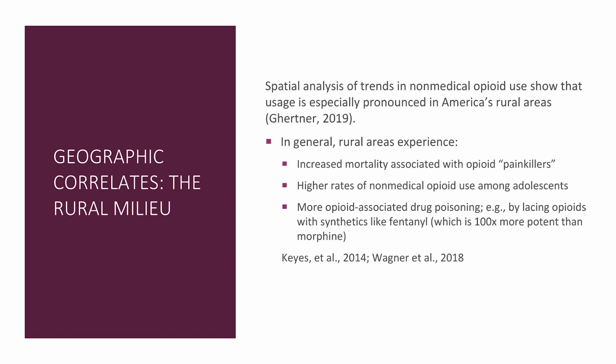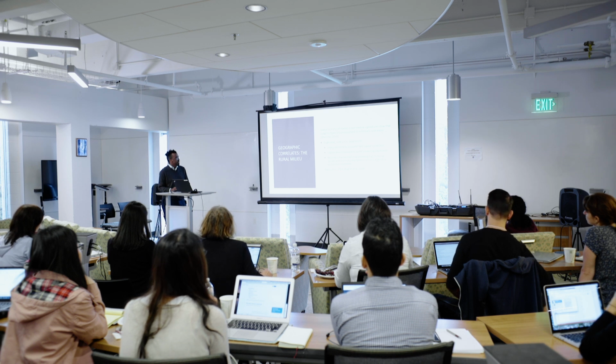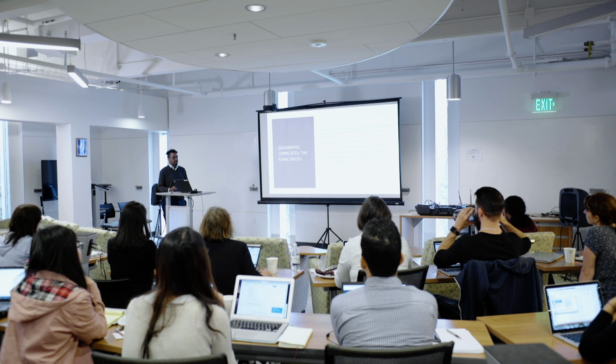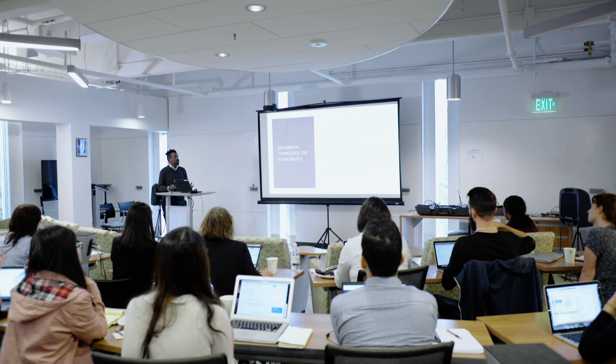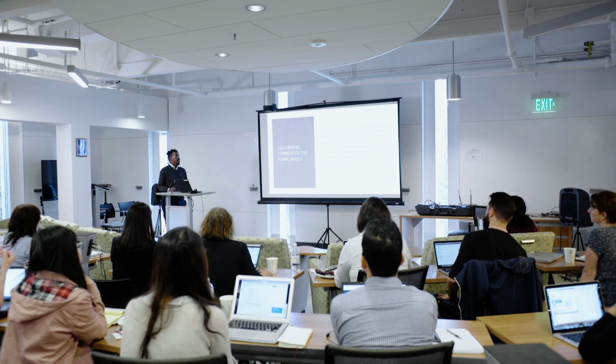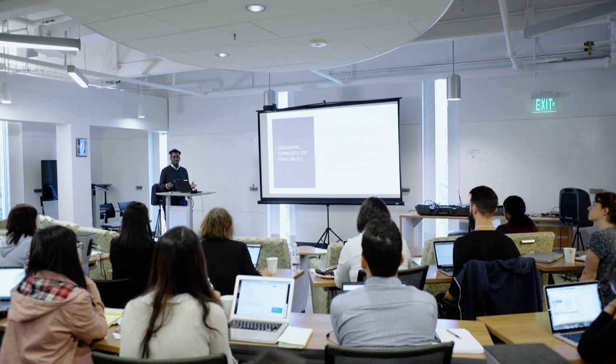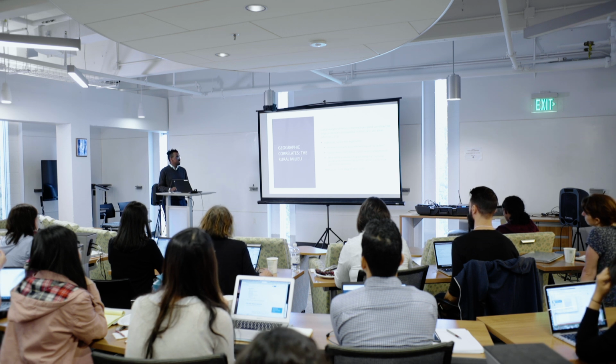So turning to the rural dimension of this work, a lot of the spatial analysis that we're seeing over the past 5 years shows that there's a particular uptick in non-medical opioid use in America's rural areas. In general, we know a few things about these rural spaces. One is that there's generally increased mortality associated with opioid painkillers, again Vicodin and Oxycontin. There are also higher rates of non-medical opioid use among adolescents, as we learned in the other presentation here. And another interesting thing that started to emerge is this issue with lacing. Through the course of some of our work over the past couple of years, when we talk to people in this population and ask, have you ever used fentanyl before, they'll say, I think I did, but I had no idea that it was in there. A lot of times, the concoctions that are being created have added chemicals in them, a lot of times fentanyl, which again will really knock your socks off, to put it mildly.